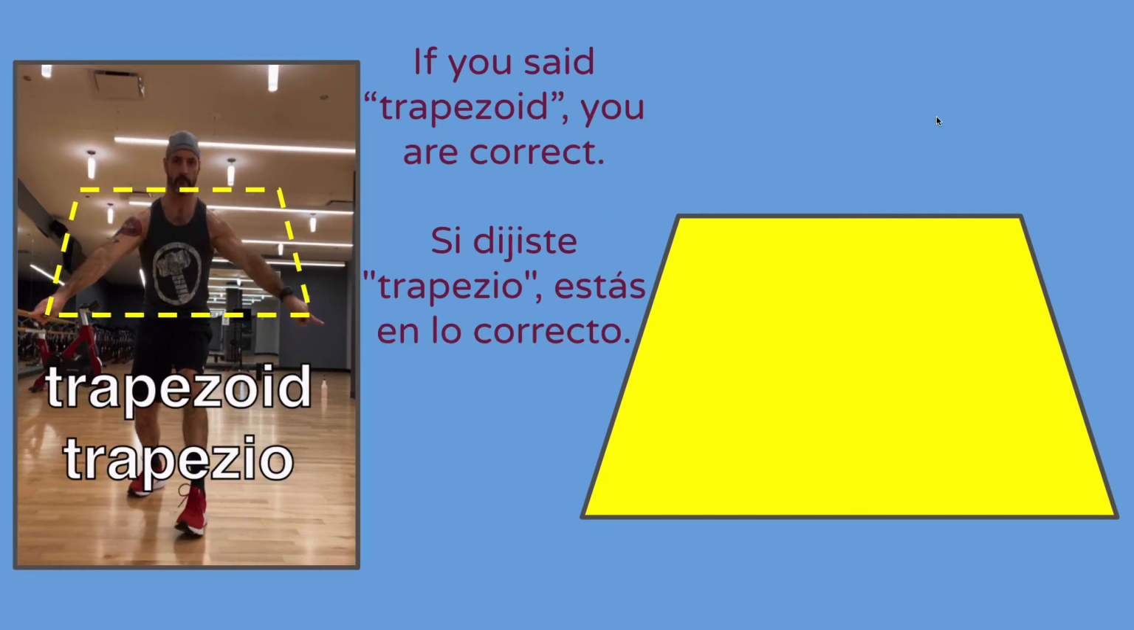If you said trapezoid, you are correct. Si dijiste trapezio, estás en lo correcto.